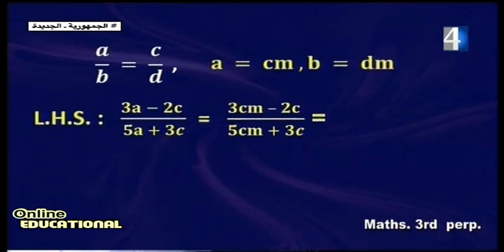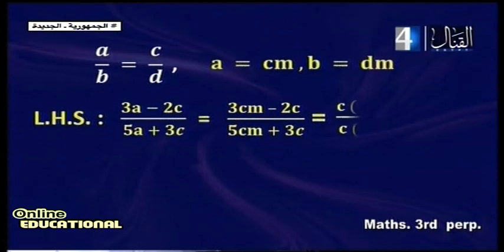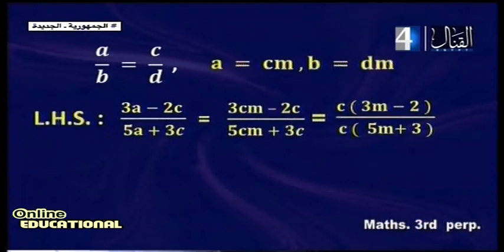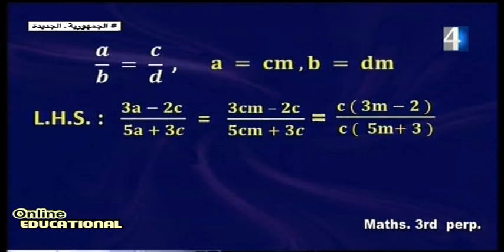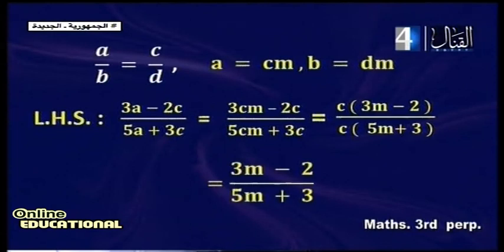When you look carefully at such an example, you are going to notice that you can take C as a common factor from the numerator. So when you take C as a common factor, it is C times (3M minus 2), over, taking C also as a common factor, C times (5M plus 3). By simplifying C with C, you obtain 3M minus 2 over 5M plus 3. Notice carefully that the left-hand side becomes (3M minus 2) over (5M plus 3).